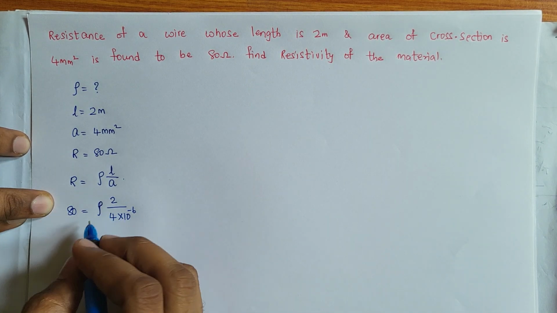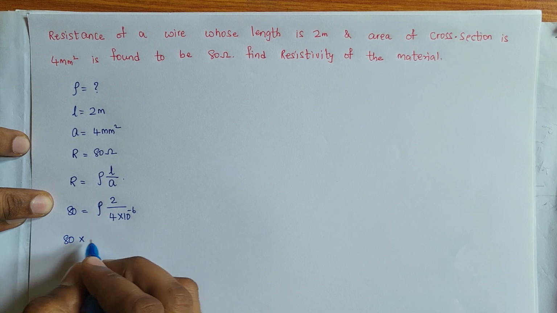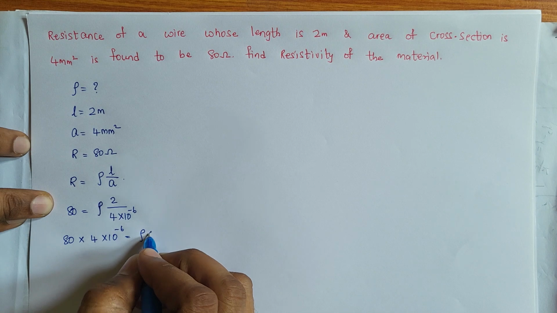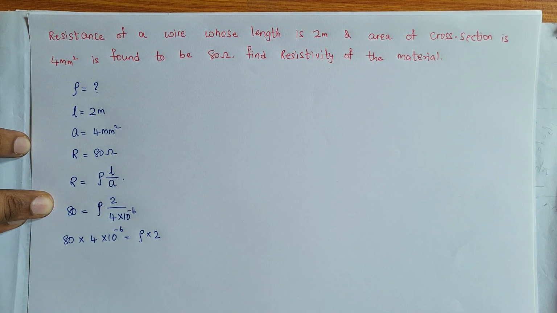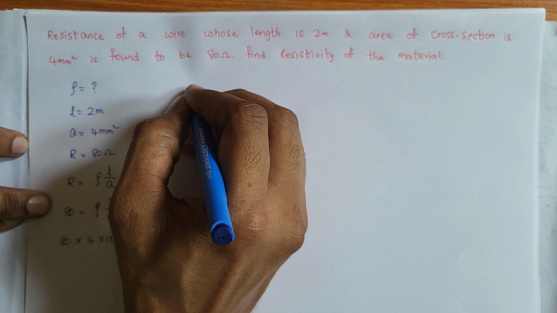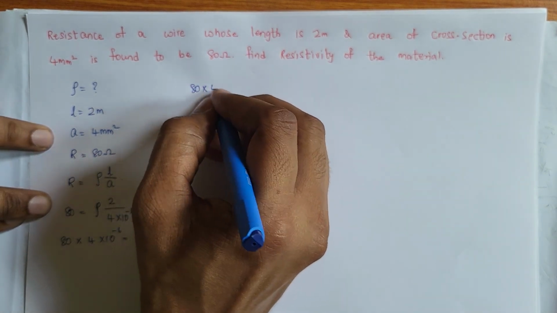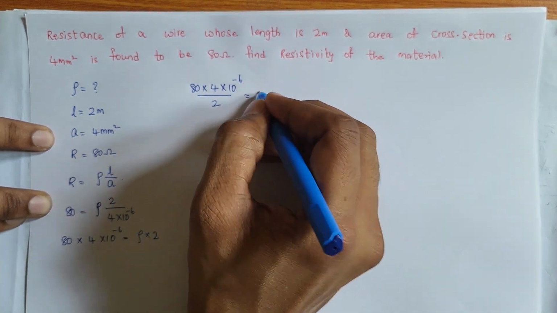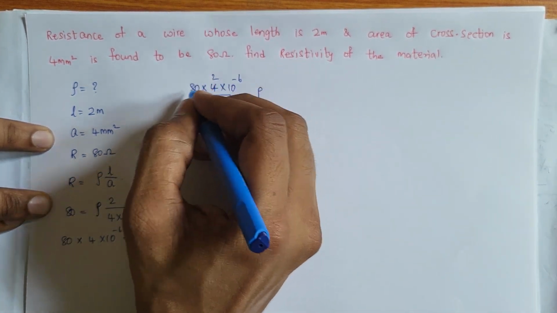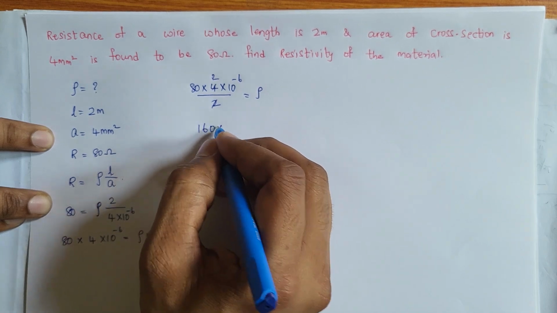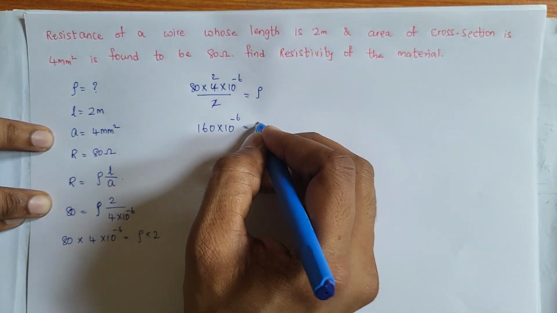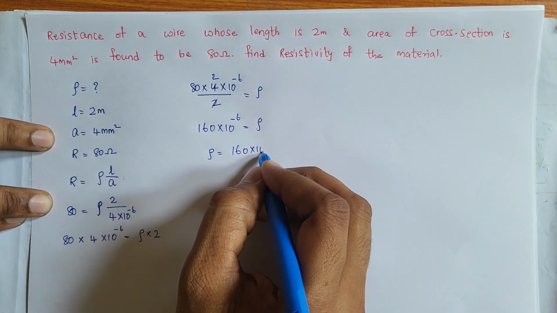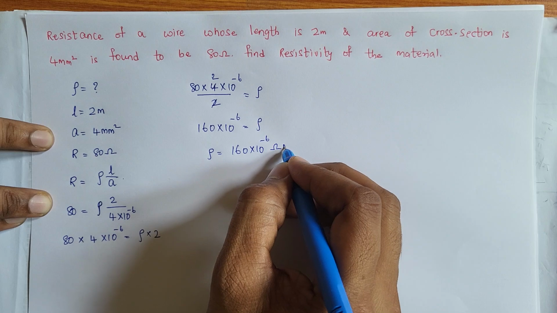So send this to that side, it becomes 80 into 4 into 10 to the power of minus 6 will be equal to rho into 2. We want rho only. Send 2 also to the other side. It becomes 80 into 4 into 10 to the power of minus 6 divided by 2 will be equal to rho. 2 1 ja, 2 2 ja. 80 into 2, 160 into 10 to the power of minus 6 will be equal to rho. So rho value is going to be 160 into 10 to the power of minus 6 ohm meter.